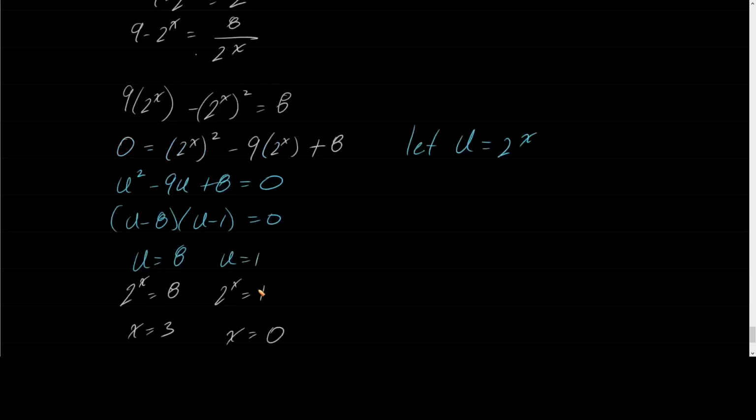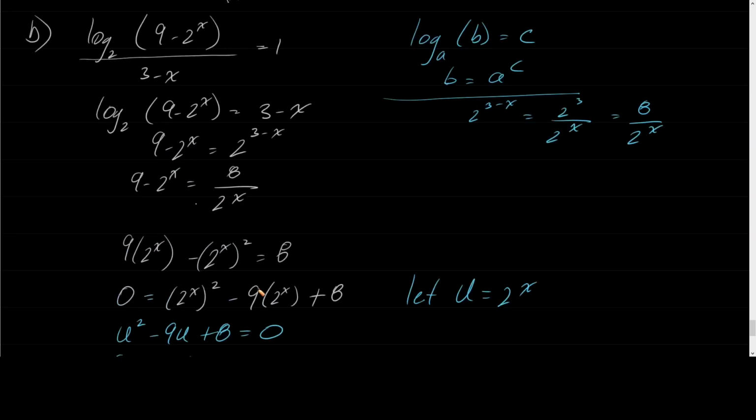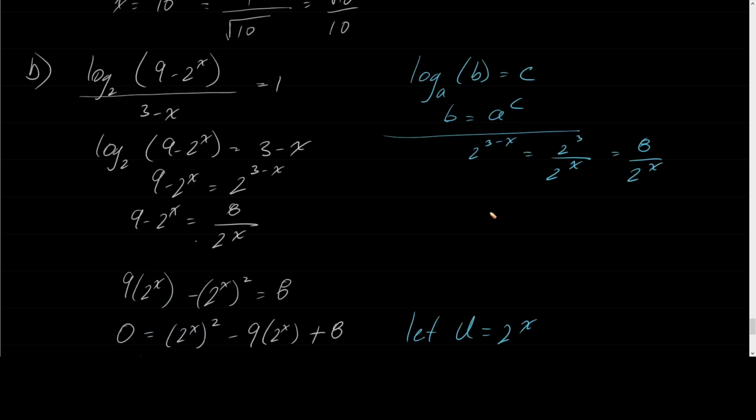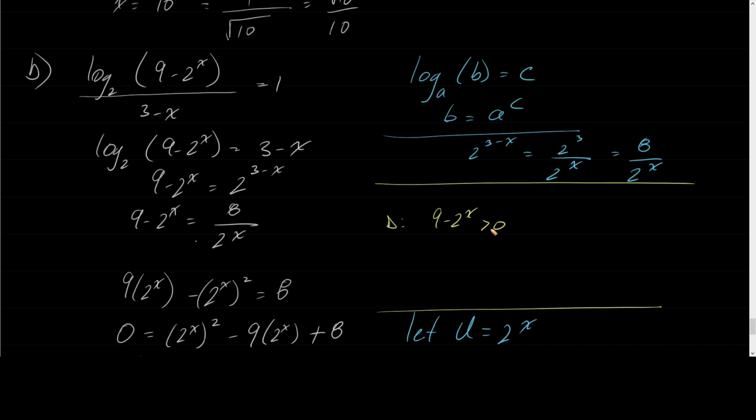Now, let's look at the original problem. We need to have from the very beginning, this inside stuff, 9 minus 2 to the x, must be greater than 0. So let's look at the domain of the problem. So we had, I'll write it here. The domain was that 9 minus 2 to the x must be greater than 0. So therefore, 2 to the x must be less than 9. So therefore, x must be less than log base 2 of 9.